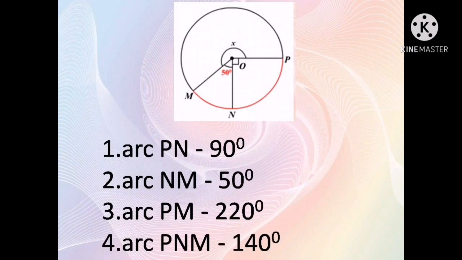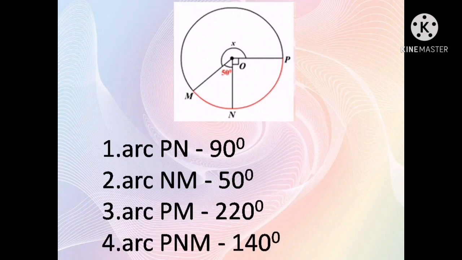For number 1, since angle PON is equal to 90 degrees, then the measure of arc PN is equal to 90 degrees. For number 2, since angle NOM is equal to 50 degrees, then the measure of arc NM is equal to 50 degrees. Number 3, since angle POM is equal to 220 degrees, then the measure of arc PM is equal to 220 degrees. Number 4, since angle PON plus the angle of NOM is equal to 140 degrees, then the measure of arc PNM is equal to 140 degrees.